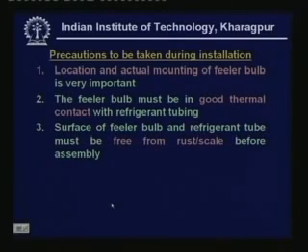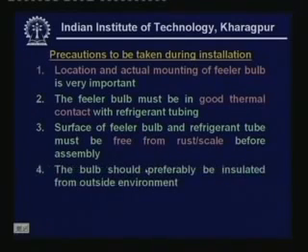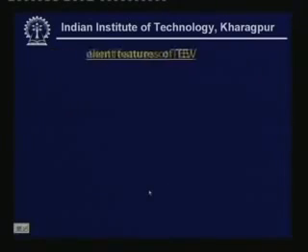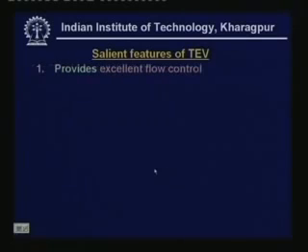And surface of feeler bulb and refrigerant tube must be free from rust, scale before assembly, okay. A rust or scale will offer thermal resistance, again the temperature difference will be more, okay. So that must be avoided. And the bulb should preferably be insulated from outside environment, okay, for good sensitivity. And what are the salient features of thermostatic expansion valves? It provides excellent flow control.